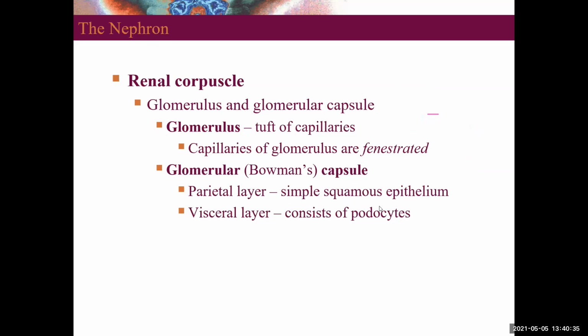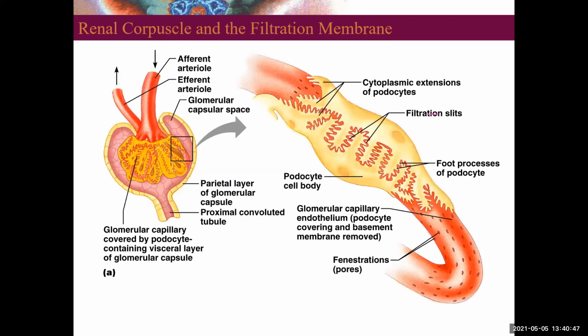The glomerular capsule, or Bowman's capsule, has a parietal layer made up of simple squamous epithelium. The visceral layer consists of podocytes. Why do we call them podocytes? Because these cells have foot processes. So let's go and magnify one of the glomeruli so we understand.